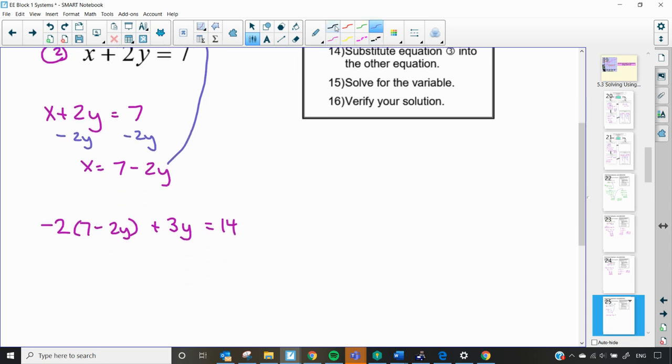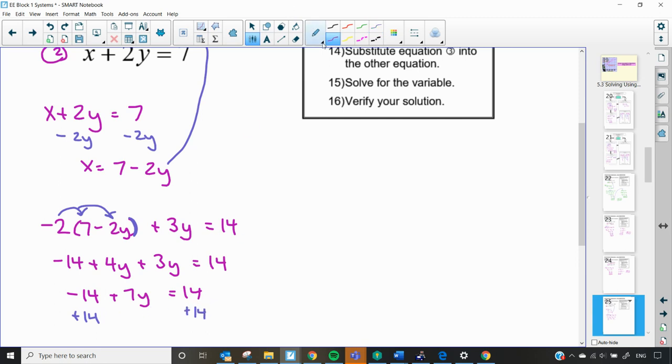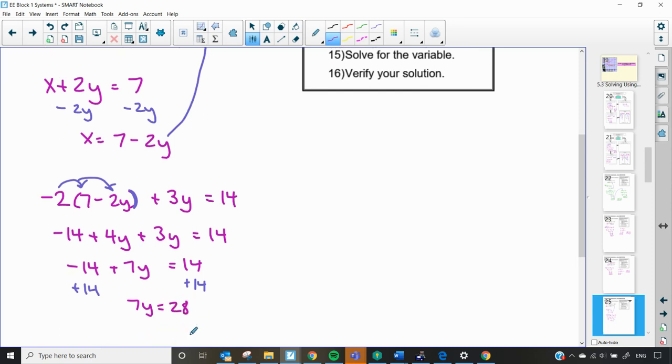Using our distributive property, we'll distribute the negative 2 through the brackets. Remember, this is our stop sign right here. And so we have negative 14 plus 4y plus 3y equals 14. We're going to simplify both sides. So we've got negative 14 plus 7y equals 14. We'll add 14 to both sides, and that gives me 7y equals 28. Now to get y by itself, we're going to divide by 7 on both sides. And that gives me y equals 4.